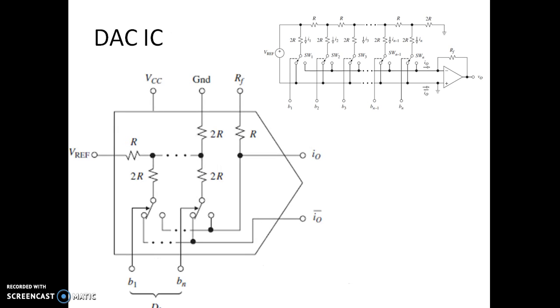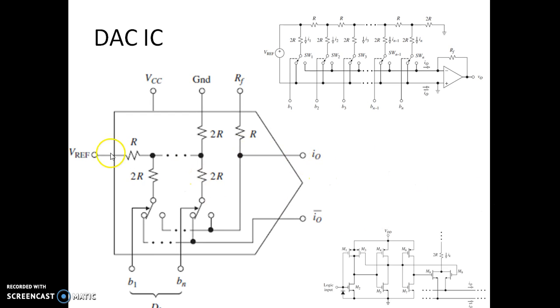Now this is how a DAC IC looks like. So this is going to have an R2R ladder network which is connected in this fashion, and we are going to have switches being implemented by these MOSFETs.